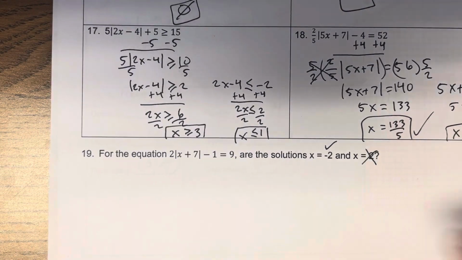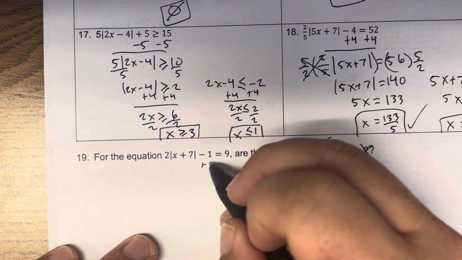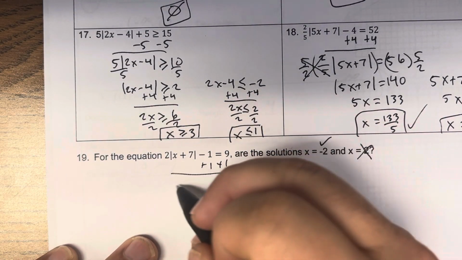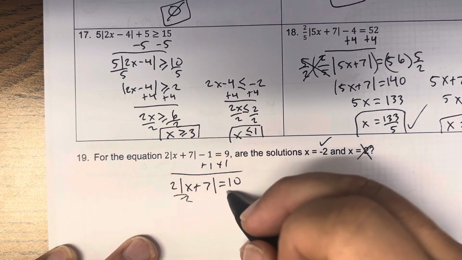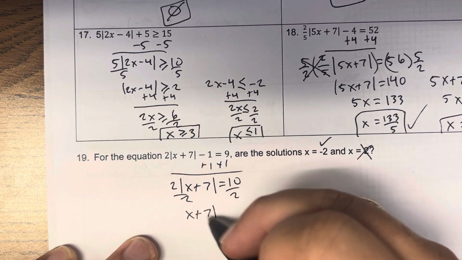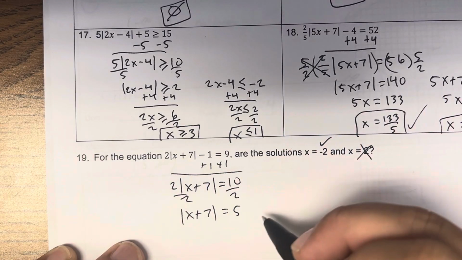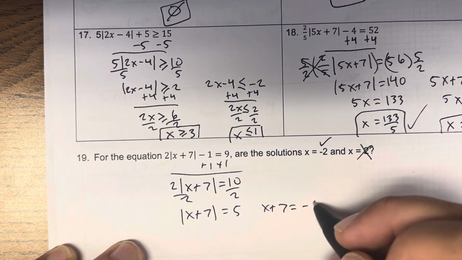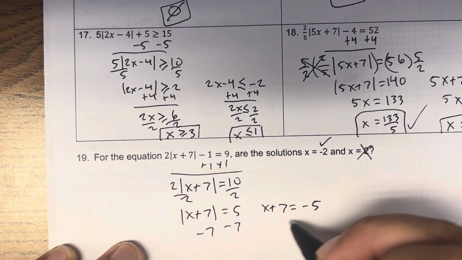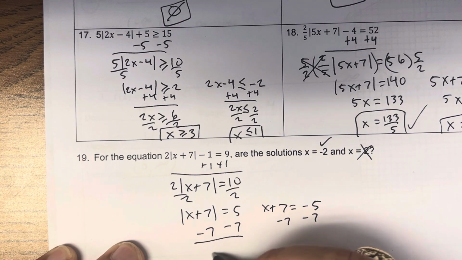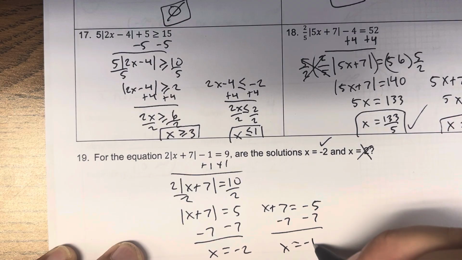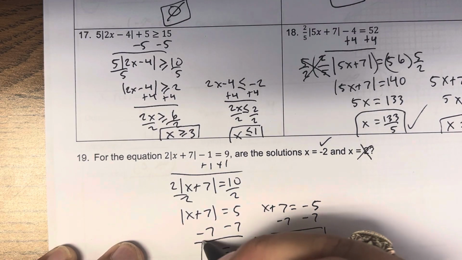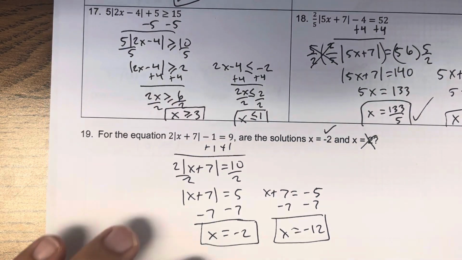And so now I want to know what the actual solutions are. So I'm going to go ahead and add 1 over. And so 2x plus 7 is equal to 10. We'll divide by 2. X plus 7 is equal to 5. X plus 7 is also equal to negative 5. And then we'll subtract 7. So x is equal to negative 2. X is equal to negative 12. There's the correct answers.